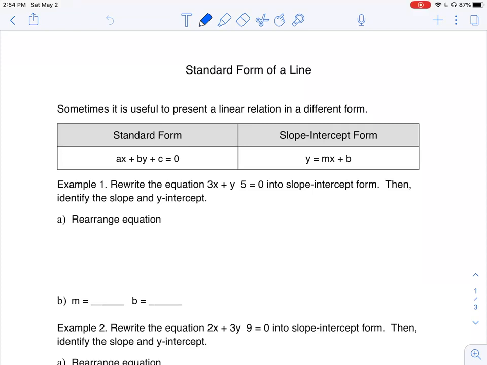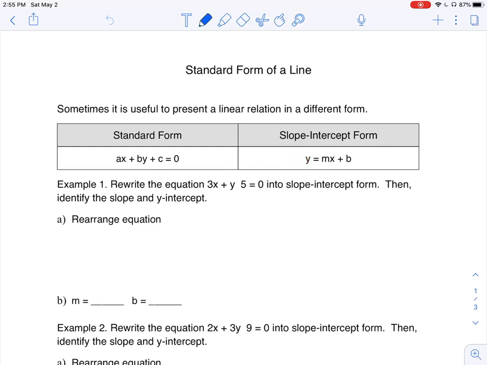So today we're going to talk about the equation of a line in standard form. So we've talked a lot about slope-intercept form, which is y equals mx plus b. Another way that lines can be represented or expressed is in what we call standard form: Ax plus By plus C is equal to 0. The only thing we really need to know is how to go from this form of a line to this, and then vice versa as well.